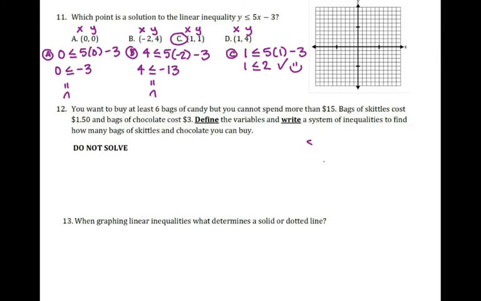But let's double check that D doesn't work either, just in case I made a mistake somewhere. So I have 4 is less than or equal to 5 times 1 minus 3. That's telling me that 4 is less than or equal to 2, which does not work. So the correct answer is C. If you wanted to, you could graph this particular inequality, which is, I'm assuming, why that graph is there.